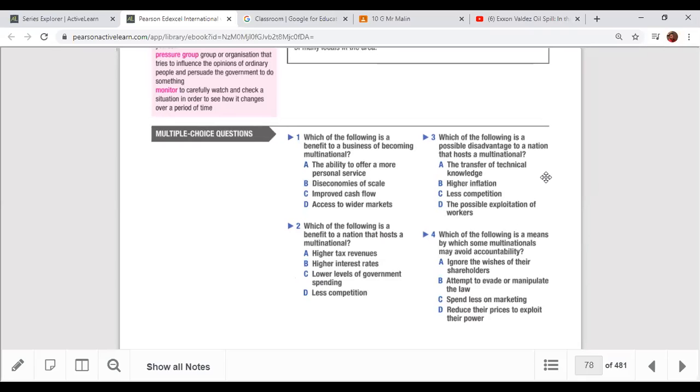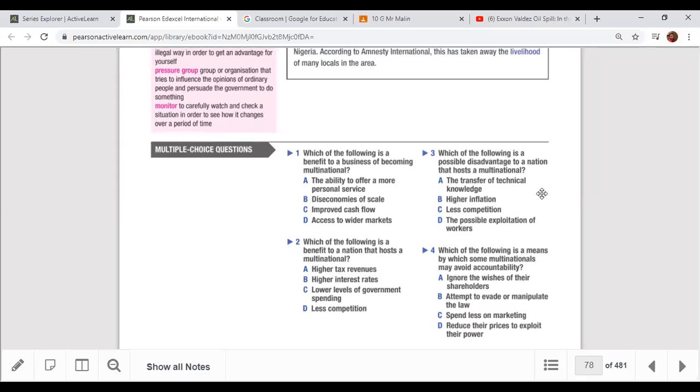Okay, part C, I'm asking Kiara: which of the following is a possible disadvantage to a nation that hosts a multinational? Options: transfer of technical knowledge, higher inflation, less competition, the possible exploitation of workers. Yes, answers are coming from the chat line. Yes, the answer is correct: the possible exploitation of workers. Okay, question number 4.